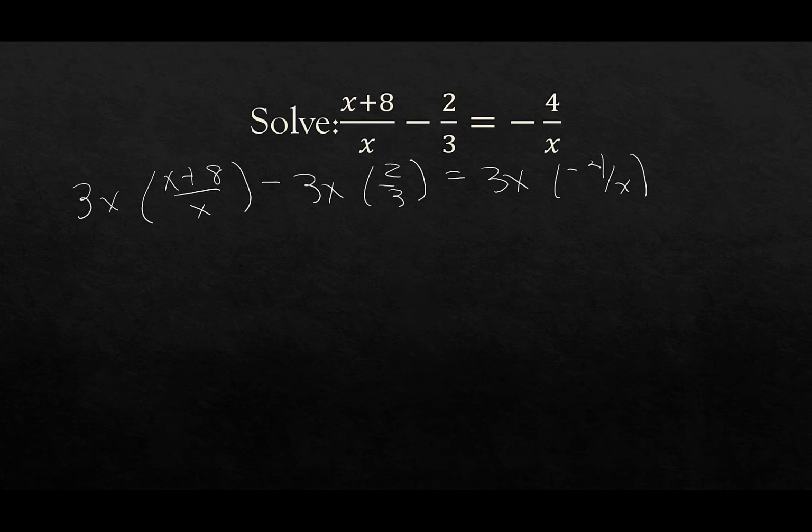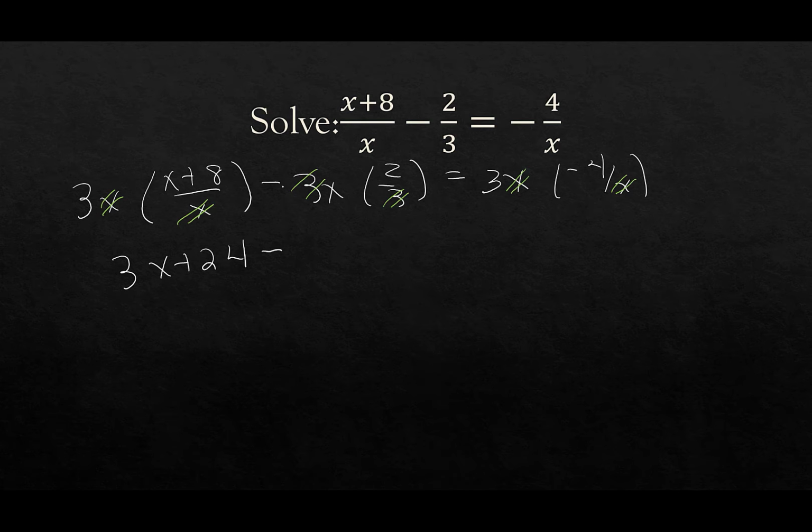I always say, take your time. There's a lot of little steps here. Make sure you don't miss a negative sign or something that will throw off your answer. So let's cancel. The x cancels from the first term. The 3 cancels from our second term. So that x canceled the x. So let's look at what we have left. We have 3 times x plus 8. That's 3x plus 24.